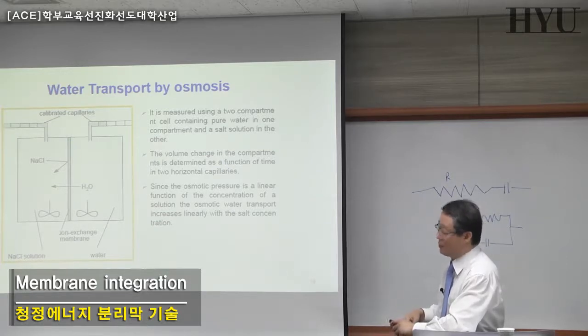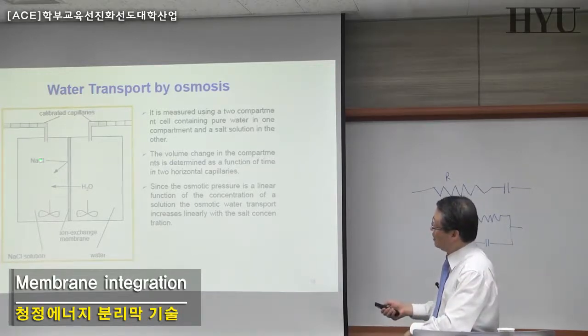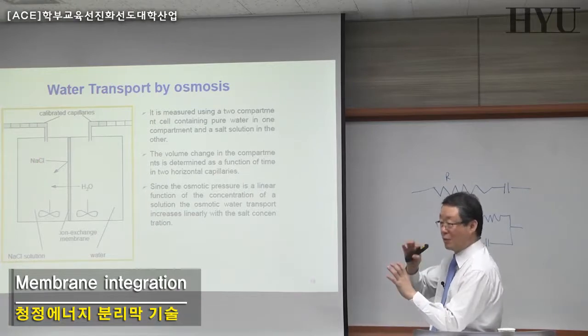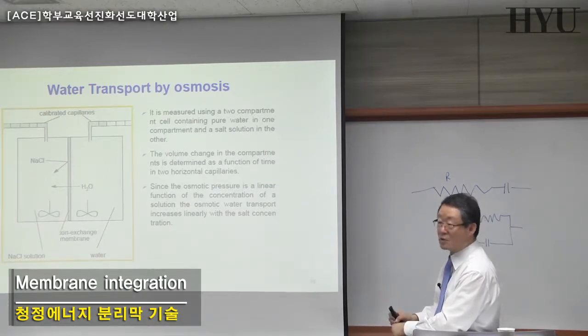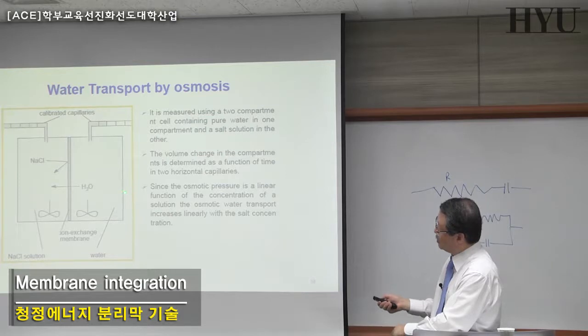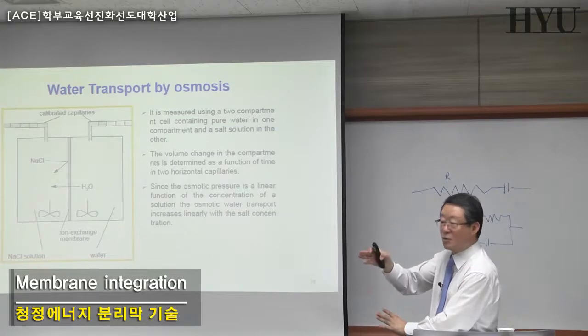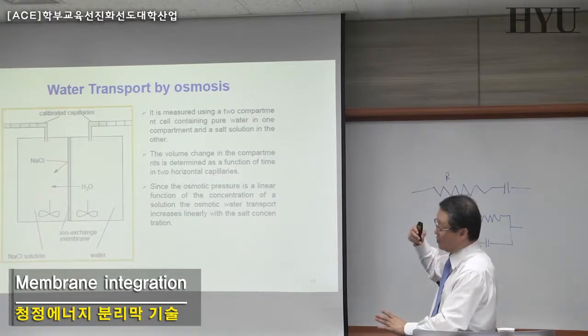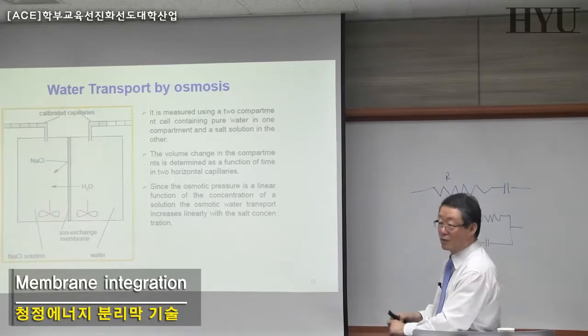But if you apply pressure from the left-hand side, higher than the osmotic pressure of the system, then water will be going from left to right. This is what we call reverse osmosis. So osmosis is the one where you have water transport from the high concentration water to the low concentration, whereas reverse osmosis is the one where your water will be flowing from low water concentration to high water concentration. But you have to apply a pressure higher than the osmotic pressure of the first system.